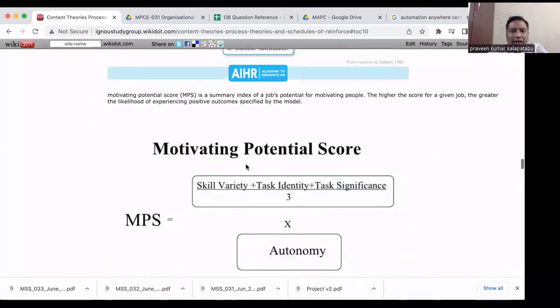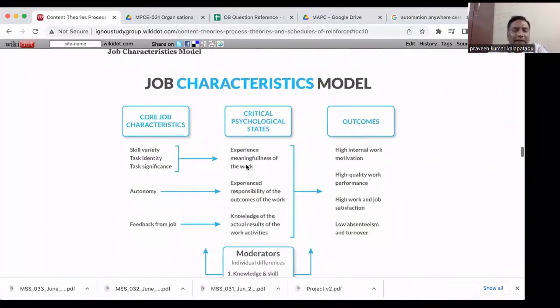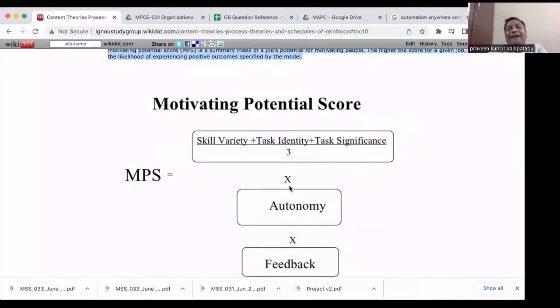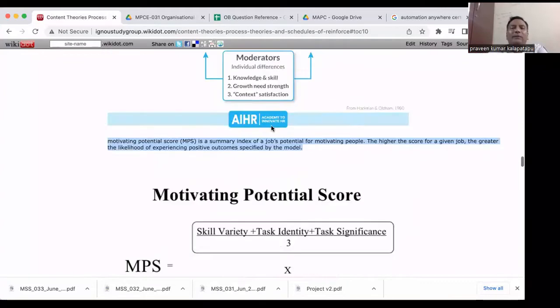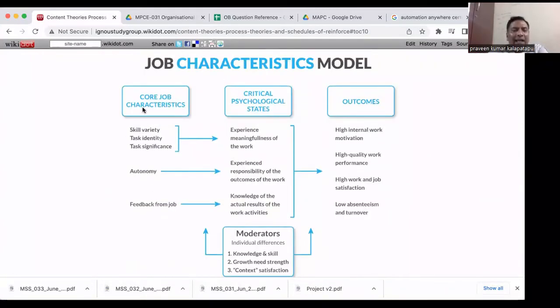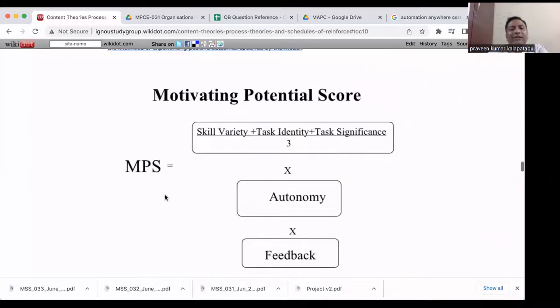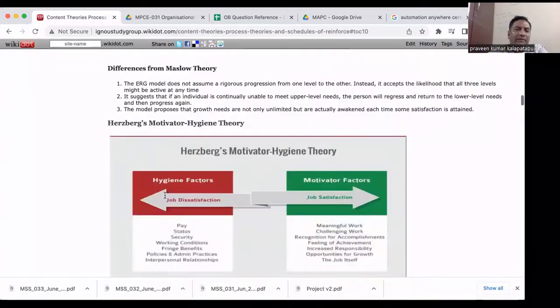One more thing about the job characteristic model is that it has a way to identify the motivation score. The job characteristic model talks about how to calculate the motivating potential score: skill variety plus task identity plus task significance, divided by 3, multiplied by autonomy, multiplied by feedback. Whatever you are seeing here is put into a formula to say how it would turn out into motivation. So this is the way to calculate the motivating potential score. That is exactly what the job characteristic model came out with.